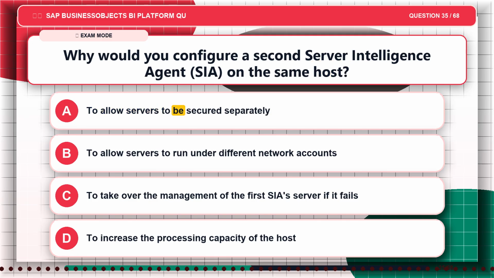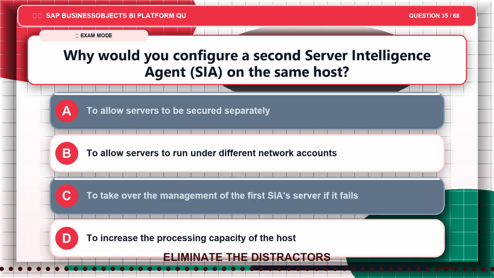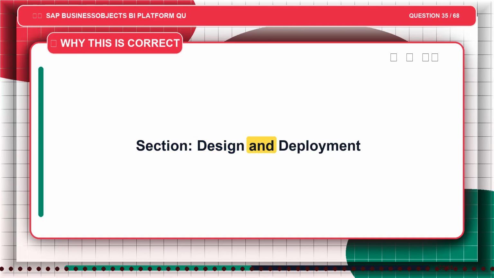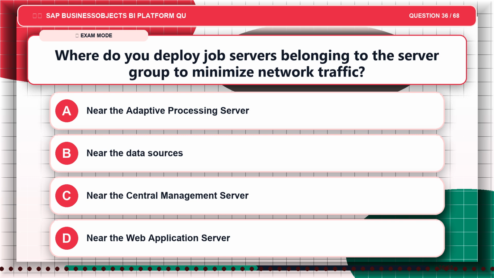Option A, to allow servers to be secured separately. Option B, to allow servers to run under different network accounts. Option C, to take over the management of the first SIA server if it fails. Option D, to increase the processing capacity of the host. The correct answer is option B, to allow servers to run under different network accounts.